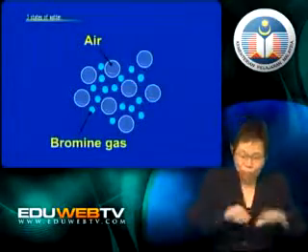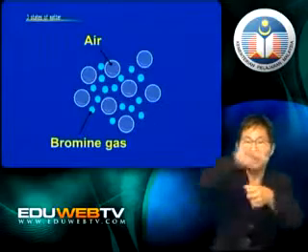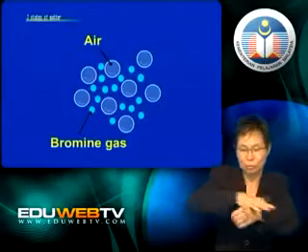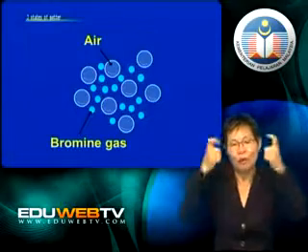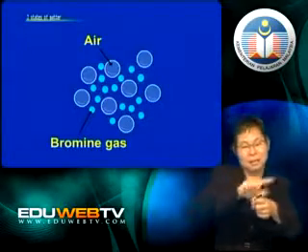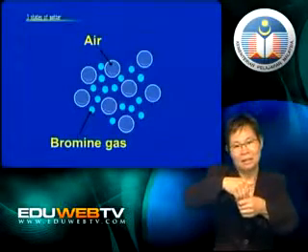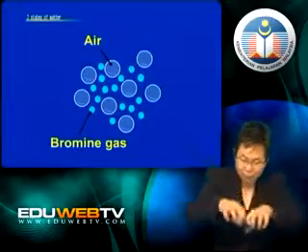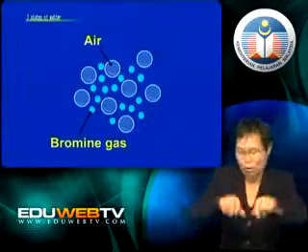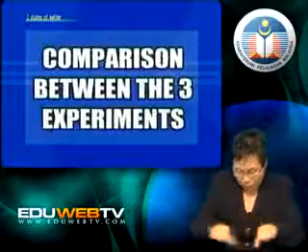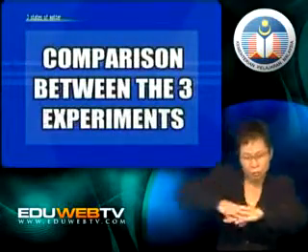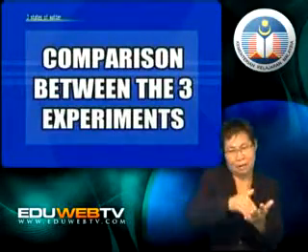The diffusion of bromine gas particles into ordinary air takes place very quickly. This is because the gas particles in air are very far apart. There are large spaces between the particles. Now let's look at the diffusion of the three states of matter again.